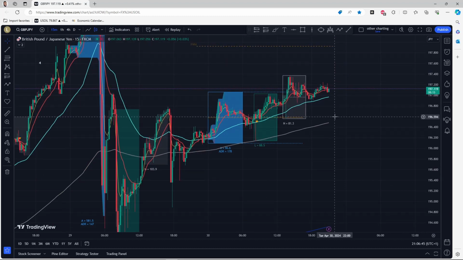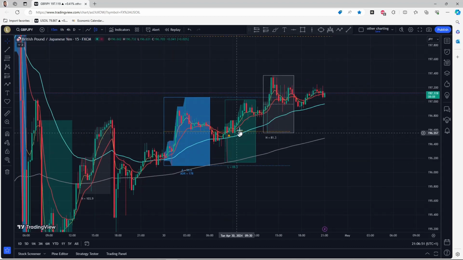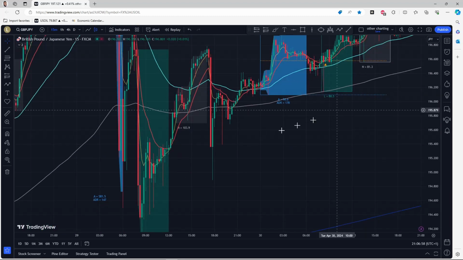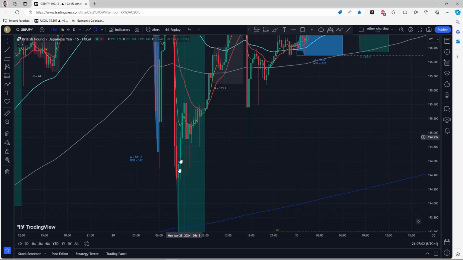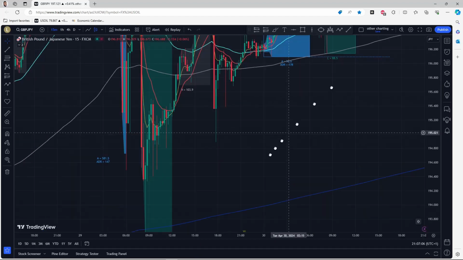Pound yen, not much here as well. Note the huge stop loss right here. What is the market maker doing? They're taking your money here and here and here, and especially here and here. And all these stop losses here, all these stop hunts, that's your money gone.